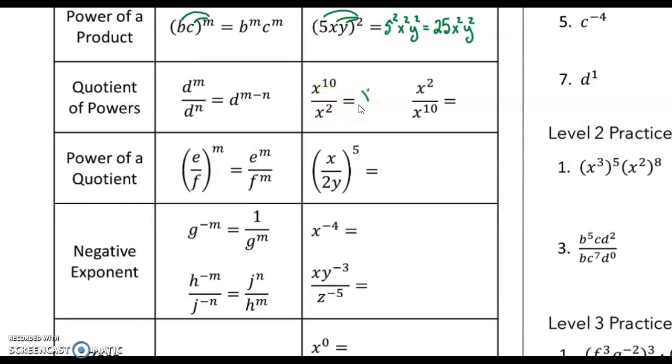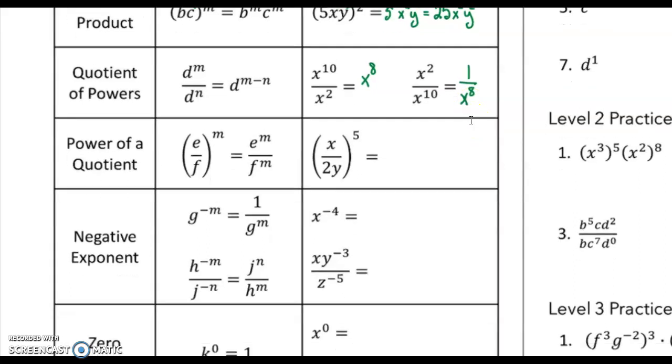And since the larger power is on top, x to the 8th is on top. Now on this one, same thing. We're going to do 10 minus 2 and get 8, so x to the 8th. But the larger power is on the bottom, so my answer is going to be 1 over x to the 8th. And just kind of picture in your head, well, I have 10 x's on the bottom and only 2 on top, so my leftovers should be on the bottom, and that's why that works.